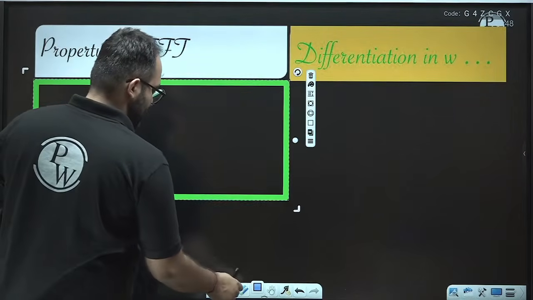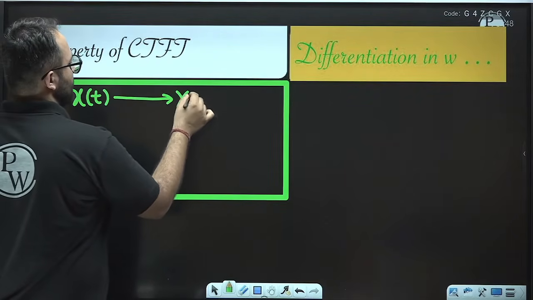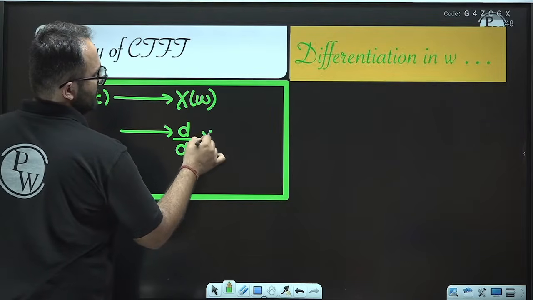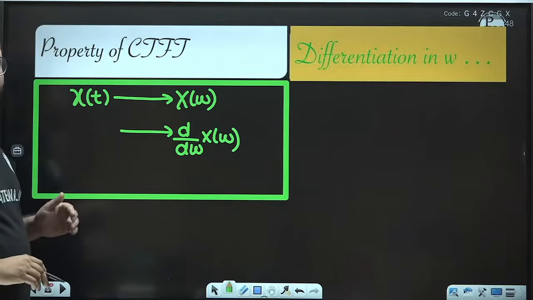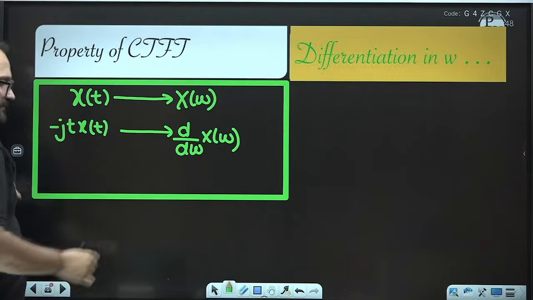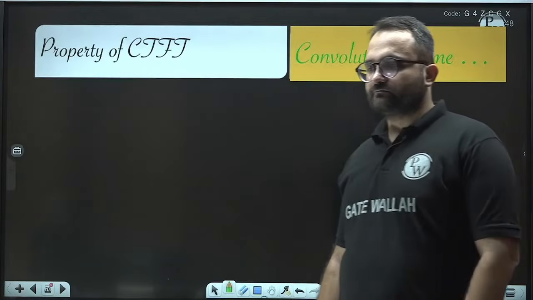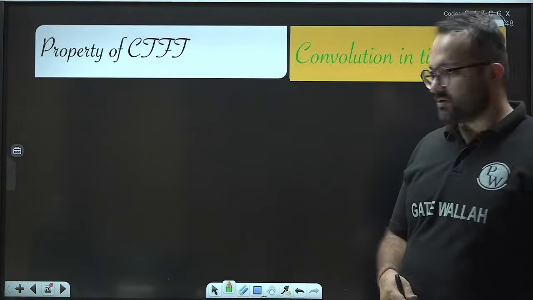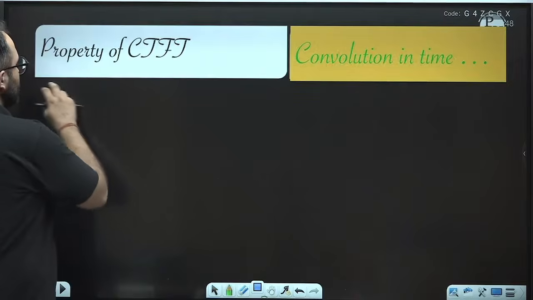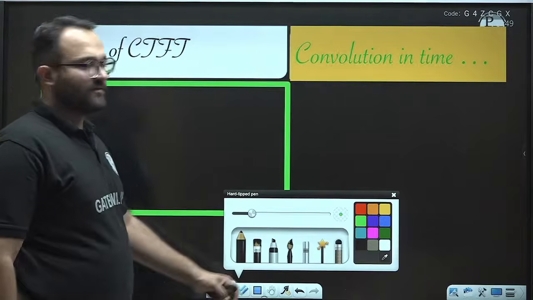Now differentiation in omega domain, this property is also similar to that of the Laplace transform. The property is like this: if x of t has Fourier transform X of omega, then d by d omega of X of omega corresponds to the time domain signal minus jt x of t, okay, minus jt x of t. Just remember these properties, these are very important. Okay, I have one chart or revision chart also for these properties.